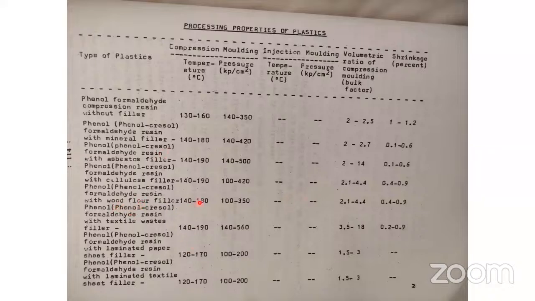See all this by adding the wood filler. There are different types of filler. Textile waste filler. Now there are the cellulose fillers, and the effect of each filler is shown here on the temperature, on the pressure, on the volumetric ratio, and on the shrinkage. They are using only one polymer, that is phenol formaldehyde resin, and changing only the filler here. Okay.